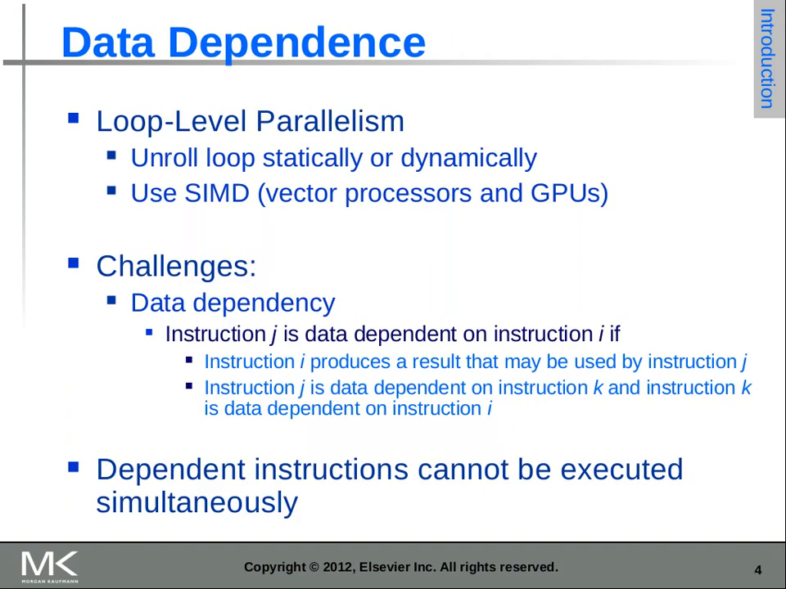Other things we've looked at, there's data dependence. Loop level parallelism, we write loops, they execute X number of times. Well, we can unroll these loops statically to get rid of these branches or dynamically. Another thing we can do is something called SIMD, single instruction multiple data. These are called vector processors. Also, this is what your graphics processors do. You have one instruction that can do adds across multiple pieces of data.